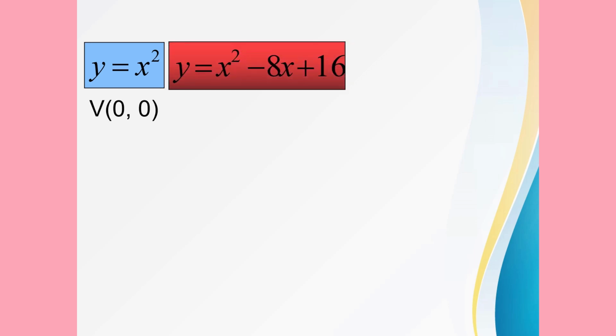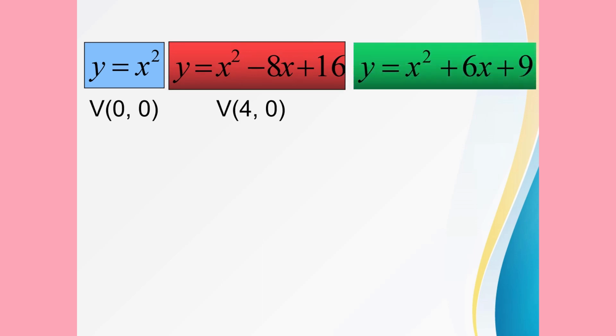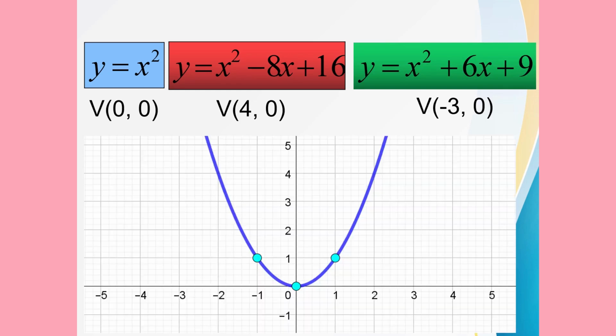Okay, next, let's have the following quadratic functions. Let's start with the basic, or y equals x squared with vertex at (0, 0). Next is y equals x squared minus 8x plus 16 with vertex at (4, 0). And y equals x squared plus 6x plus 9 with vertex at (-3, 0). So what happens to the graph? As you can see in the vertices of these three quadratic functions, all of these vertices have the same value of k, which is 0, but they have different values of h.